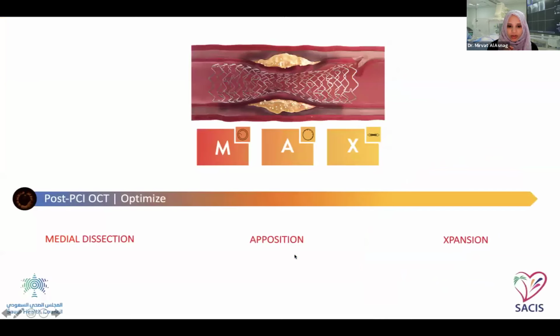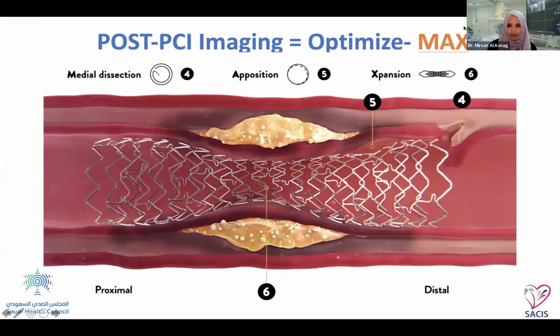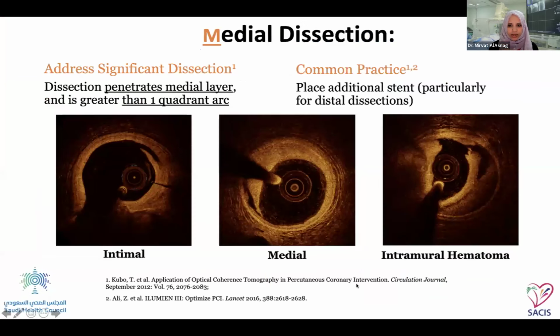What I'm going to do is a very quick recap. We've done MLD in the past episode. Today our focus is going to be MAX. And with MAX, we're going to be focusing on medial dissection, apposition, and expansion, and understanding what each of these means and what the actual criteria are. Remember, imaging is going to give you a lot of information, but it's important to understand what is actionable.